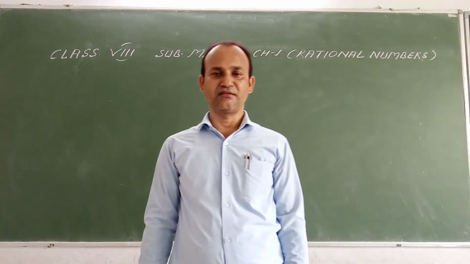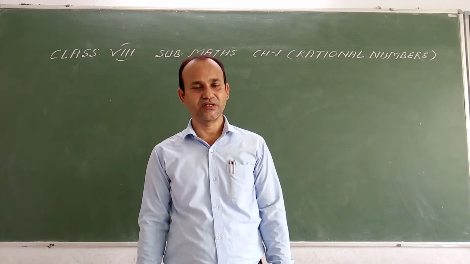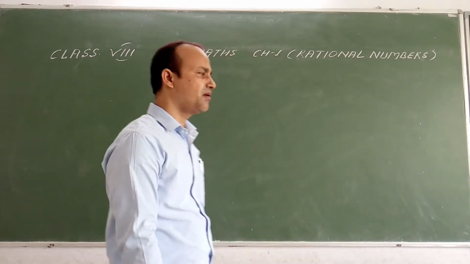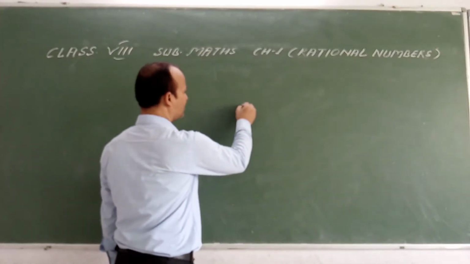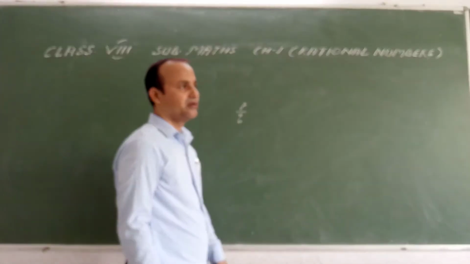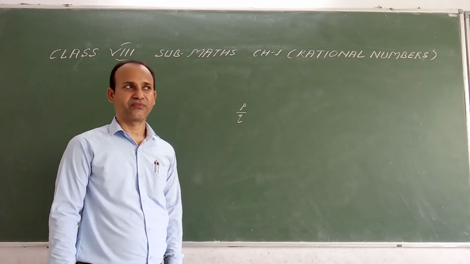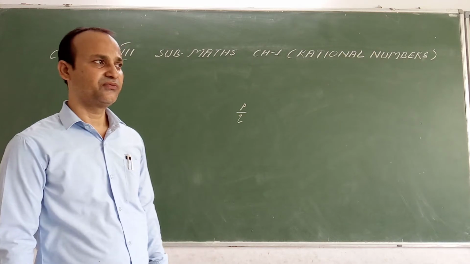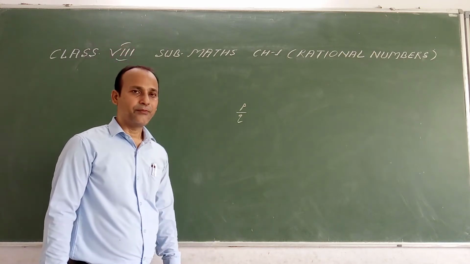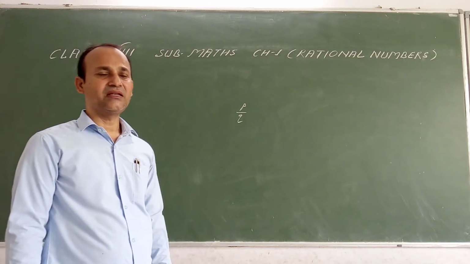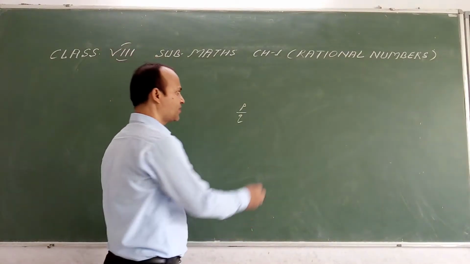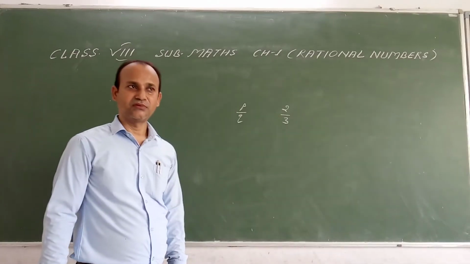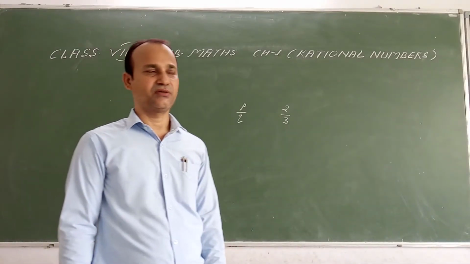Today we are starting the first chapter, which is rational numbers. What is a rational number? The number which can be represented in the form p upon q is known as a rational number. There are two conditions by which you can recognize rational numbers. First, the p and q will be in their simplest form, like 2 upon 3. It is in its simplest form, that's why it's a rational number.